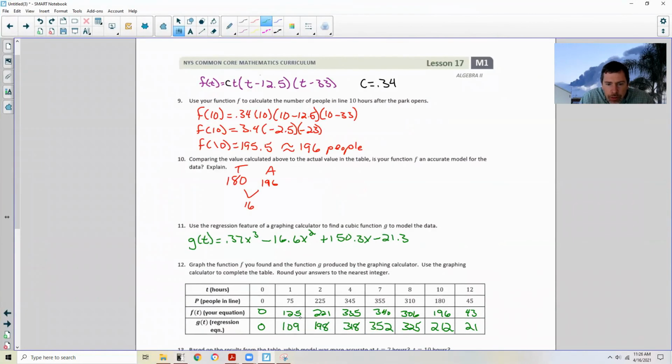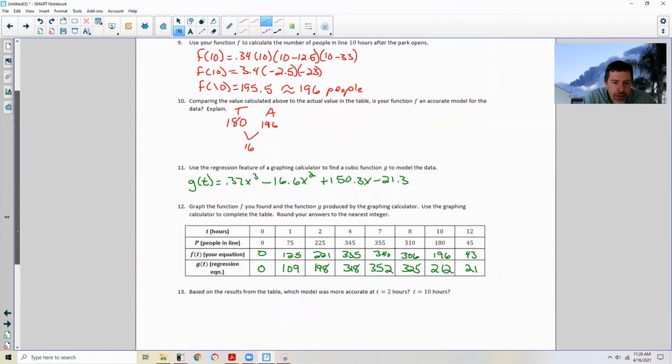And really close, 125, 109, it's off a bit. This one's higher than this. This one's an overestimate compared to the regression. This one's over, this one's under, this one's under, and then this one's under, and then it went back to over, as the graph showed.